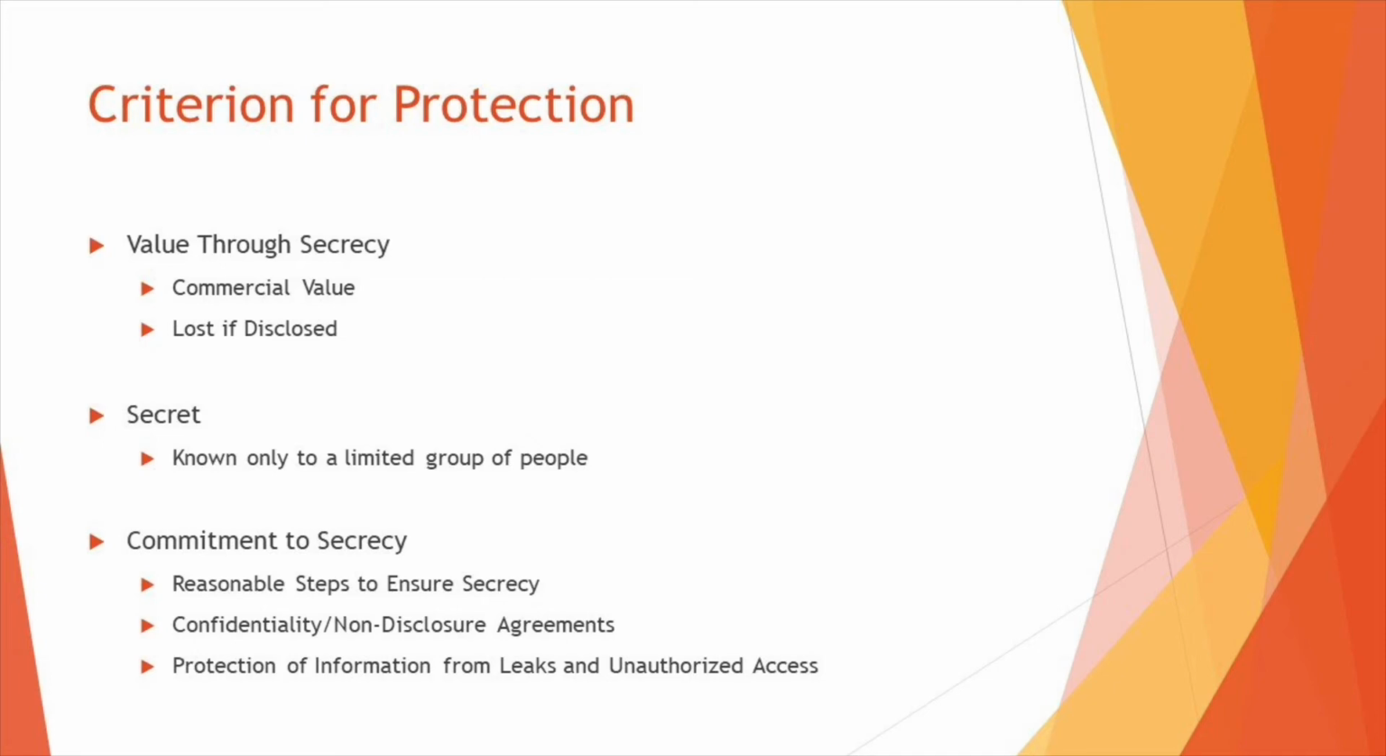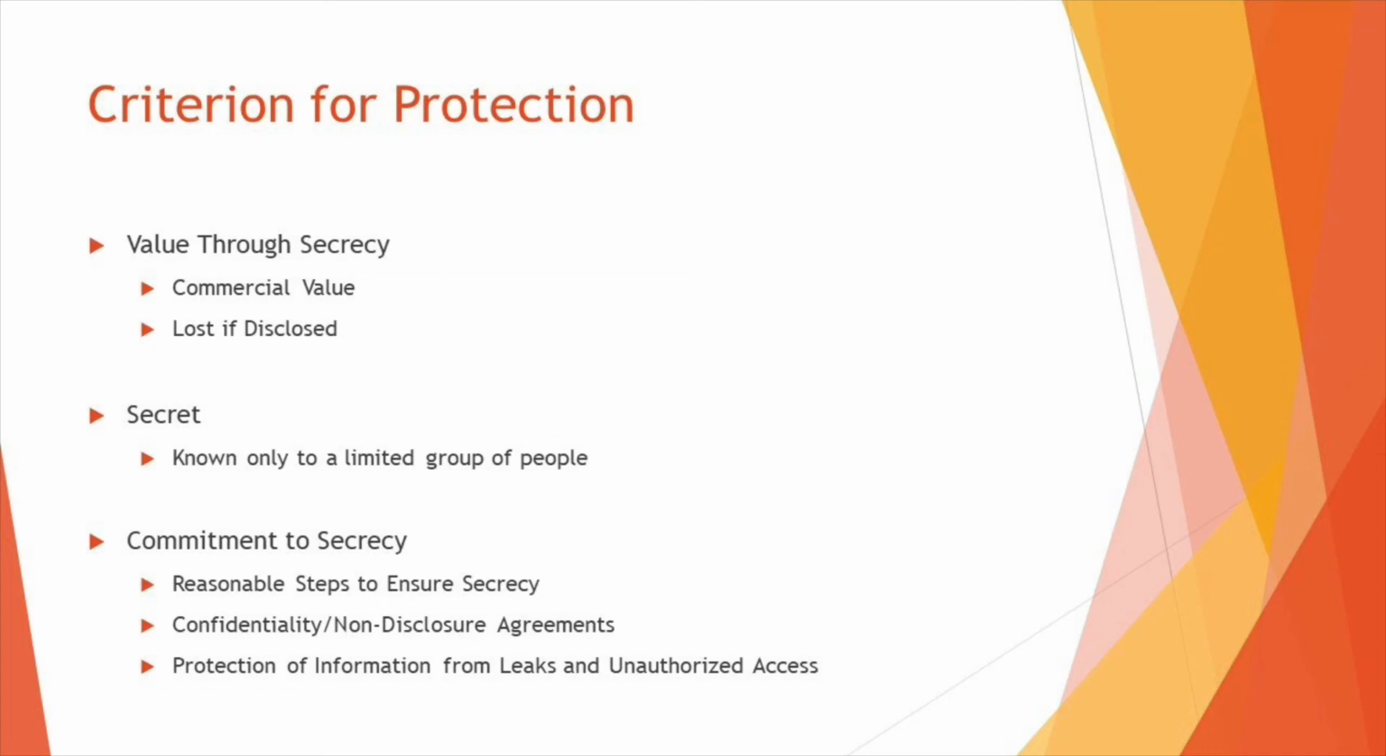Now, when you're demonstrating that the information has value through secrecy, you have to show 2 things. One, that that information has commercial value, that it is something essential to your profitability, to your success as a business. And second, that if that information is disclosed, that value will be lost. The information will be much less valuable. Second, you have to demonstrate that it's secret, which is to say you have to show that only a limited group of people have access or knowledge to this information.